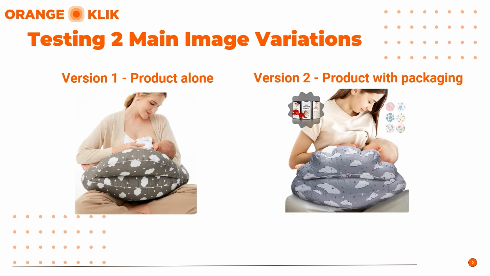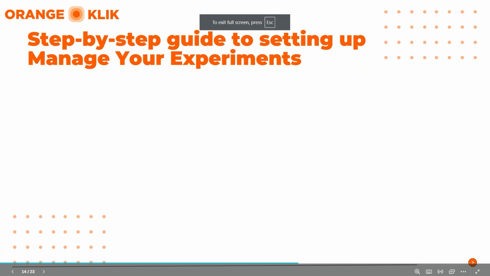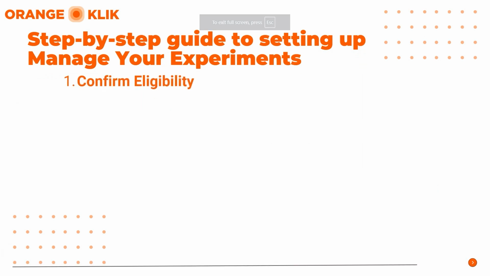Here's a step-by-step guide to manage your experiments for optimizing your main product image on Amazon. First, you have to confirm eligibility. Ensure your product is eligible for experiments.